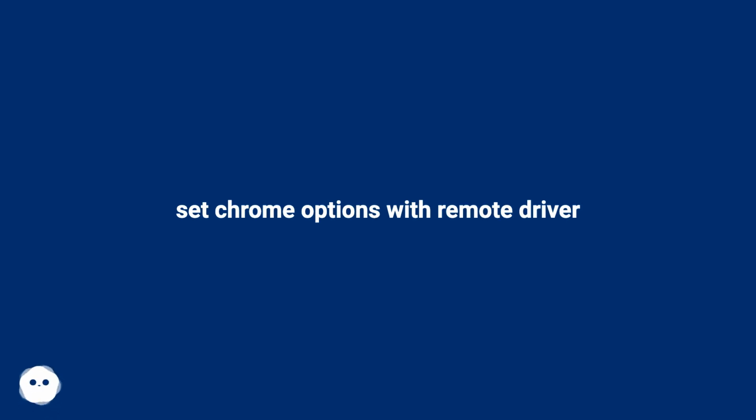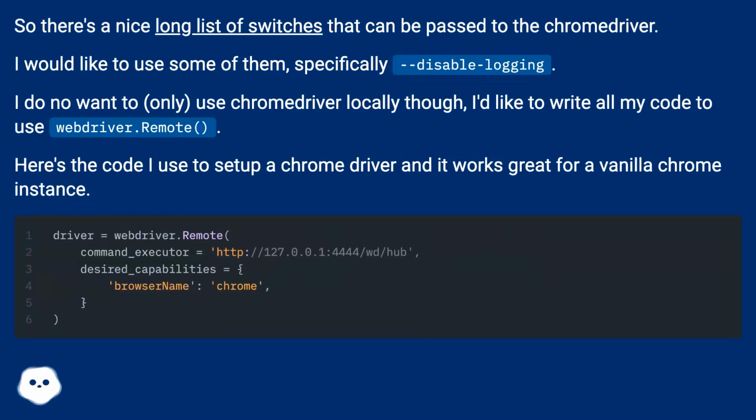Set Chrome options with remote driver. So there's a nice long list of switches that can be passed to the Chrome driver. I would like to use some of them, specifically disable logging. I do not want to only use Chrome driver locally though. I'd like to write all my code to use webdriver.remote.